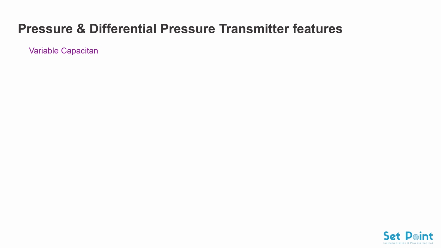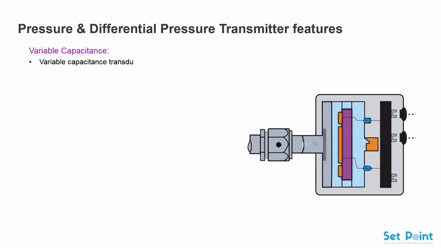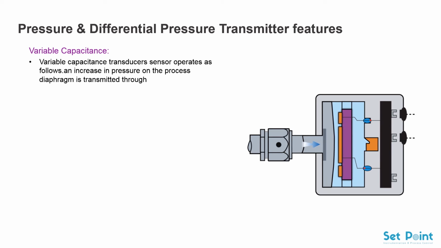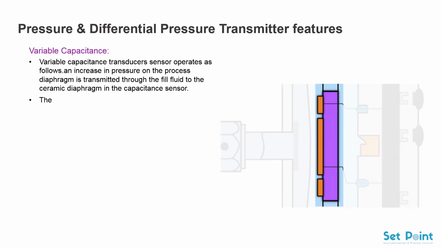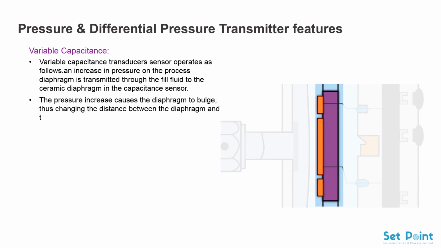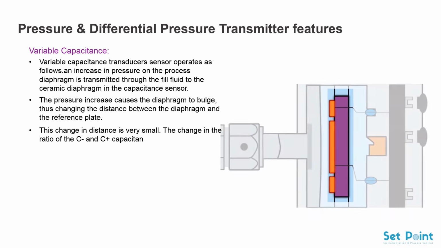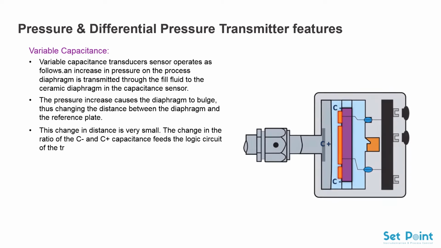Variable capacitance. Variable capacitance transducer sensor operates as follows: an increase in pressure on the process diaphragm is transmitted through the fill fluid to the ceramic diaphragm in the capacitance sensor. The pressure increase causes the diaphragm to bulge, thus changing the distance between the diaphragm and the reference plate. This change in distance is very small. The change in the ratio of the C- and C+ capacitance feeds the logic circuit of the transmitter.